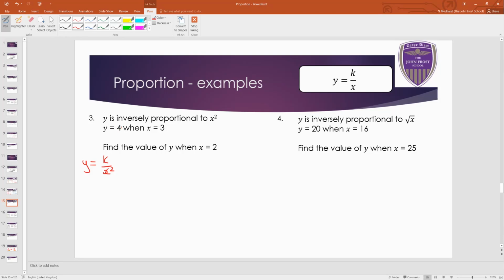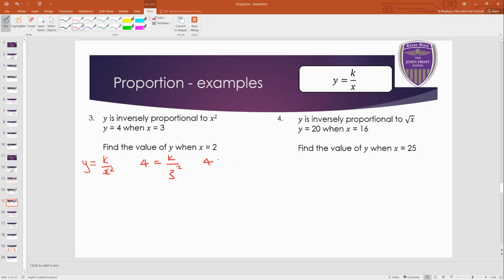Now we do everything in the same way. We're going to substitute these two values of x and y into here and find out what k is. So we're saying y equals 4 and x equals 3, but it's x squared, so that becomes 3 squared, doesn't it?